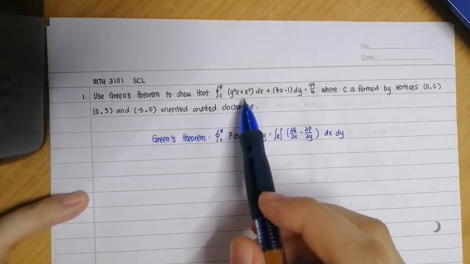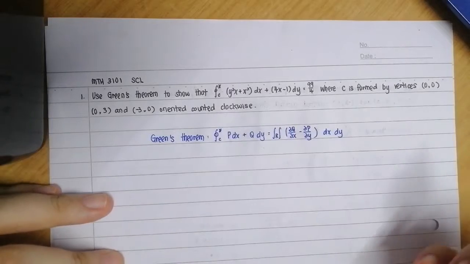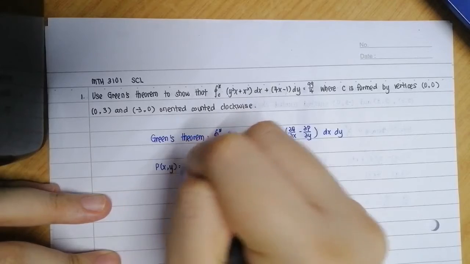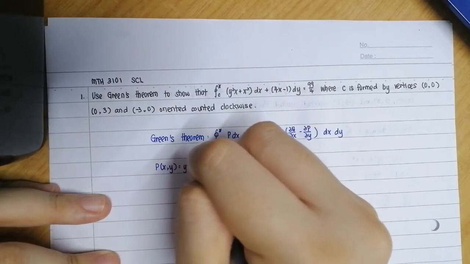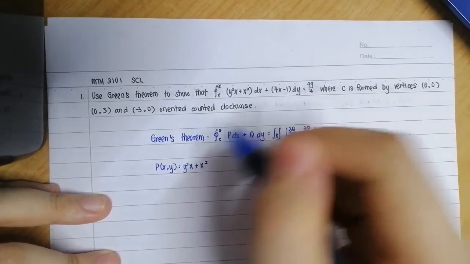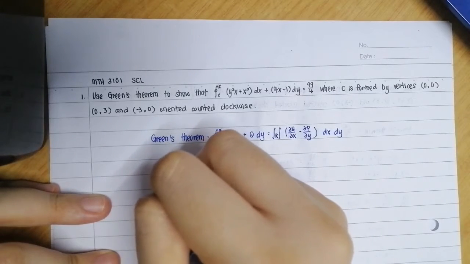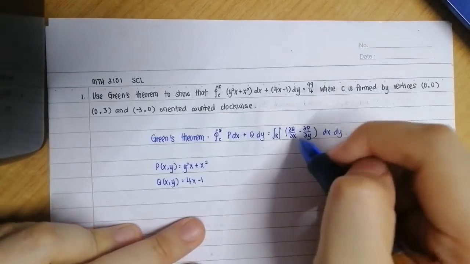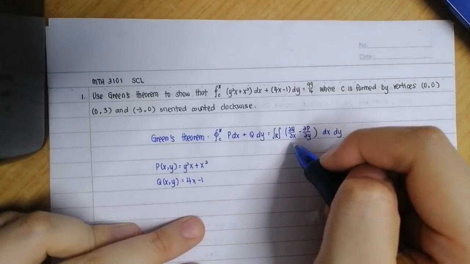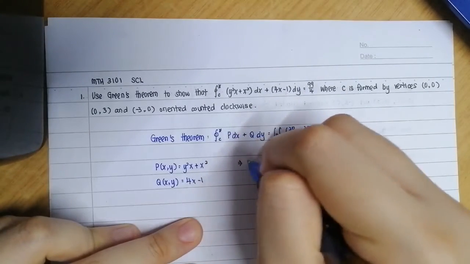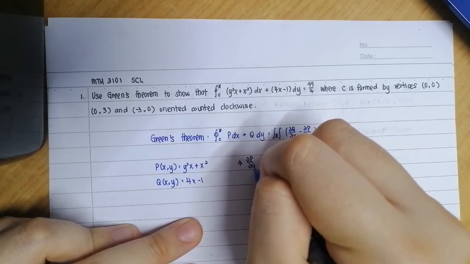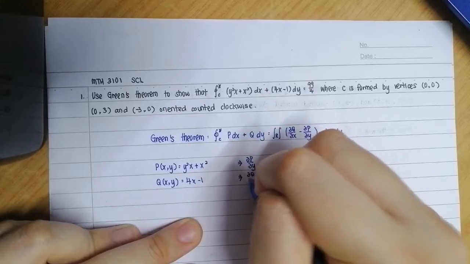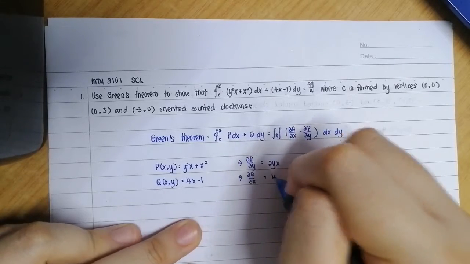So first, we know that P(x, y) is equal to y squared x plus x squared, and Q(x, y) is 4x minus 1. And then we can find del Q over del x and del P over del y. So del P over del y is equal to 2yx, while del Q over del x is equal to 4.